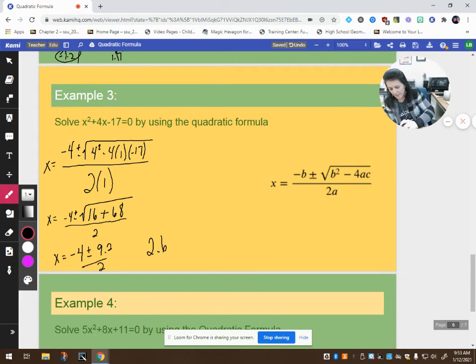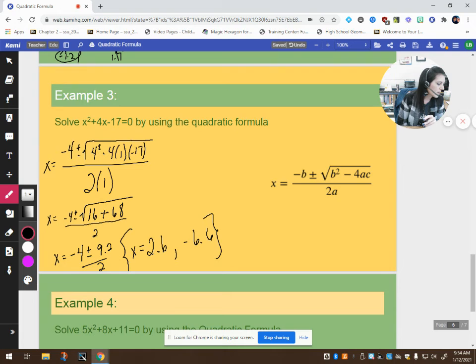And negative 4 minus 9.2, enter, divided by positive 2, is negative 6.6. So these are my values of x. So x equals this and this. This is my solution set: 2.6 and negative 6.6. Now, if we wanted to keep this as a real root, let's say that we don't want to round, we want an exact answer.